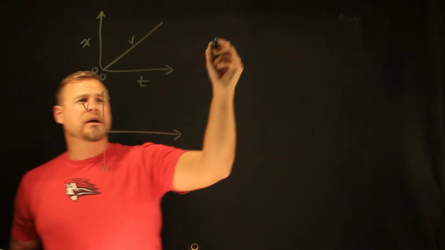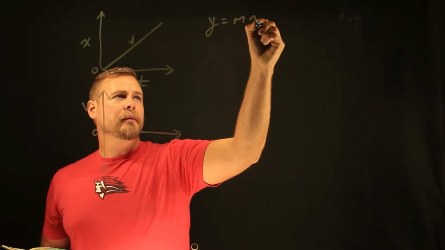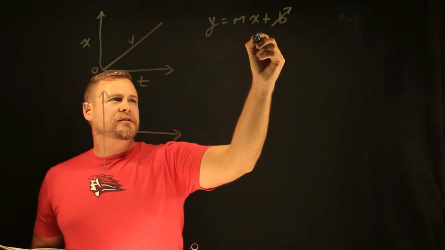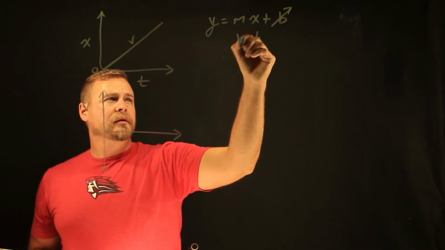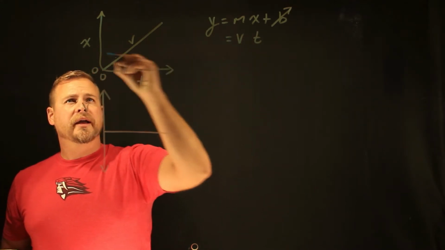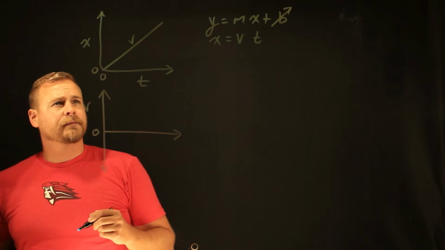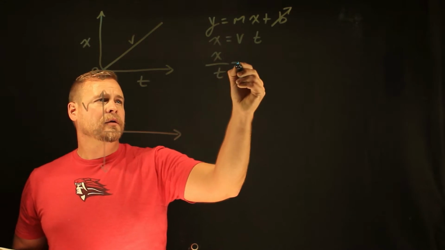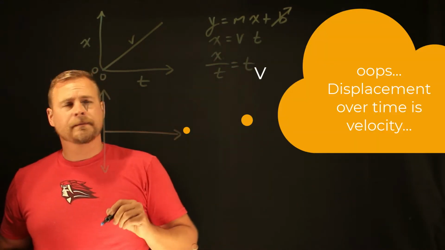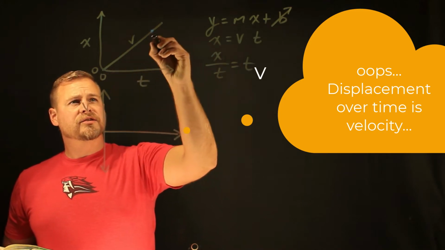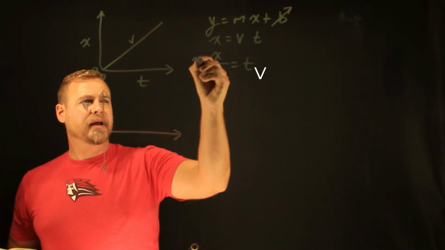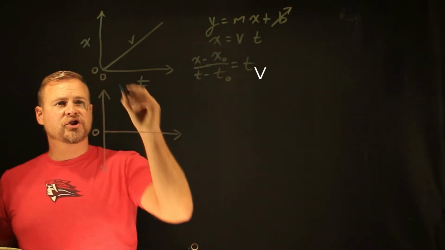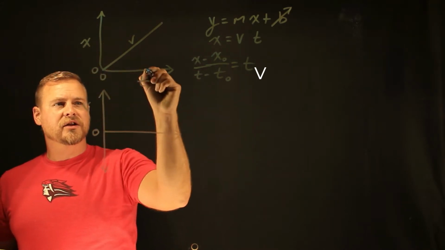We know that the position-time graph has a slope with a velocity. If you recall, we had that y equals mx plus b equation where the b-intercept goes away. On my x-axis is time, and my slope is going to be v, and on my y-axis I have x. In order to find this v, we're looking at x over t. But when we find this slope, it's actually x minus x naught over t minus t naught, because it's the change in y over the change in x.